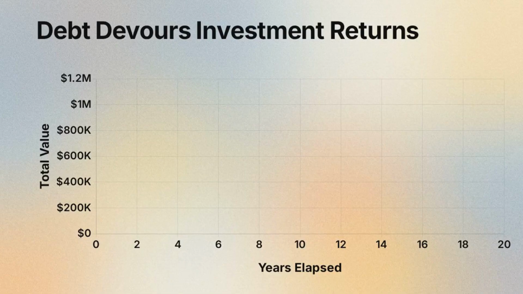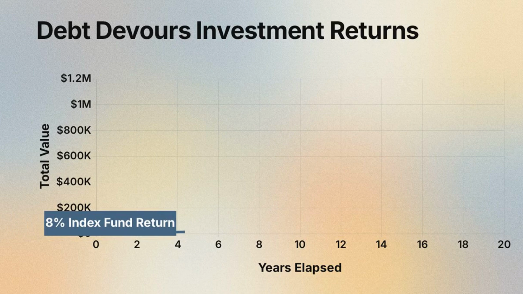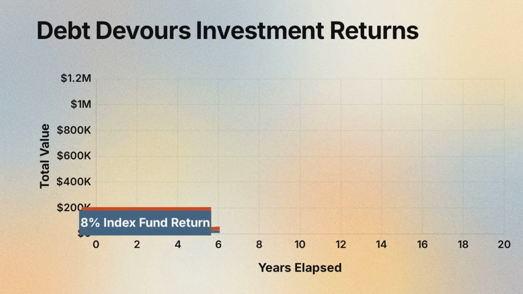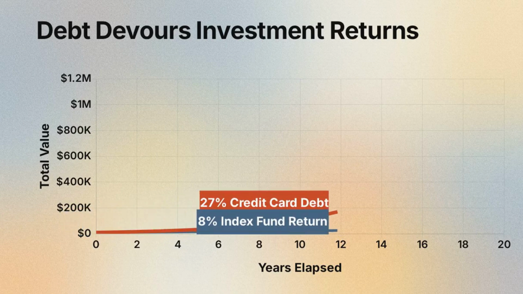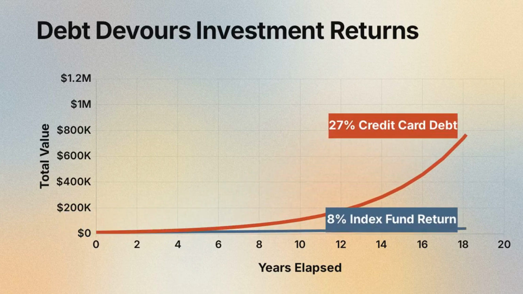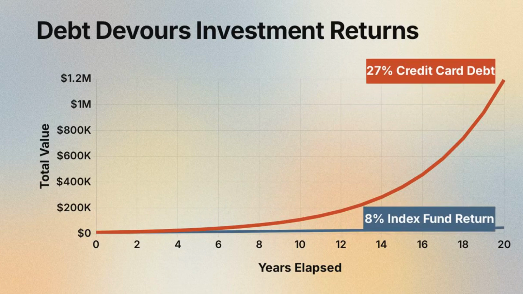This data visualization shows the current market disparity. On the right, diversified index funds historically return 8 to 10%. On the left, the average credit card demands 27%. This illustrates why compound interest is a double-edged sword. At 8%, your money builds steadily. At 27%, the math works aggressively against you, making it nearly impossible to gain ground.